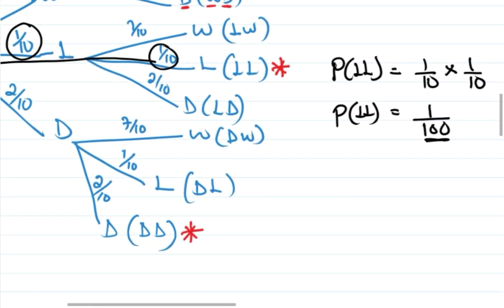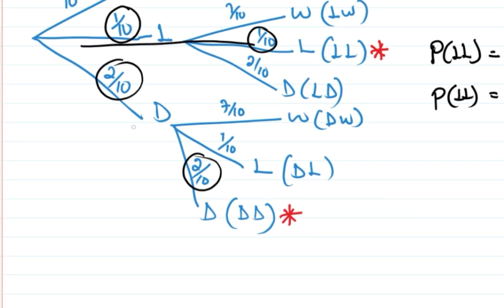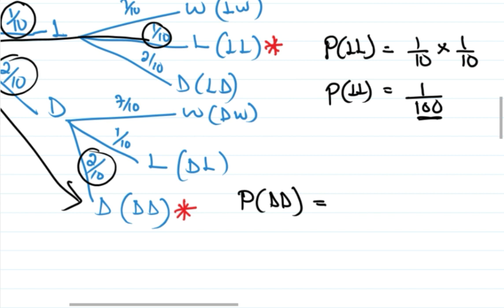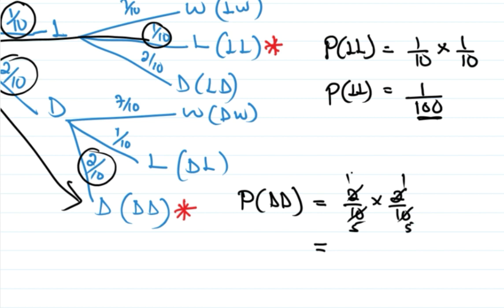Now to drawing: we have this one and that one since they are in the same path, so we multiply. The probability of drawing both games is equal to 2 over 10 times 2 over 10. We can simplify: 2 into 2 is 1, and 2 into 10 is 5. Similarly here, 1 over 5. So 1 times 1 is 1, and 5 times 5 is 25. So P(DD) is 1 over 25.